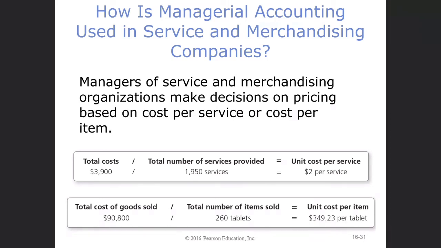And so here we see we have a total cost of $3,900. And we have provided 1,950 services. So to figure out the cost per service, we're going to take the total cost of $3,900 divided by the total number of services that we've provided, 1,950. And that tells us that our unit cost per service is $2 per service.